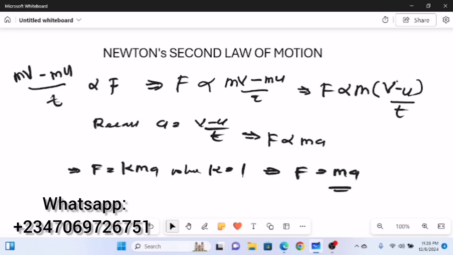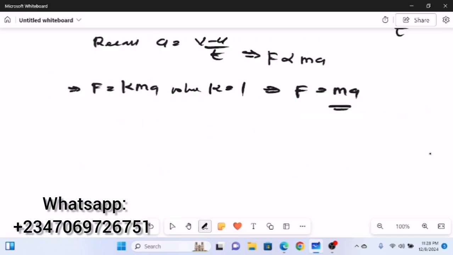But how did this law come about? The rate of change of linear momentum is directly proportional to force. Now let's fall back to this aspect of the law: rate of change of linear momentum directly proportional to force. So we said that force is directly proportional to mv minus mu all over t, which is the rate of change of linear momentum.